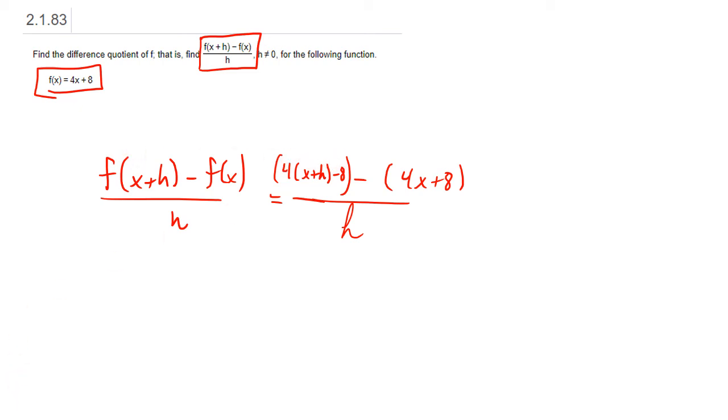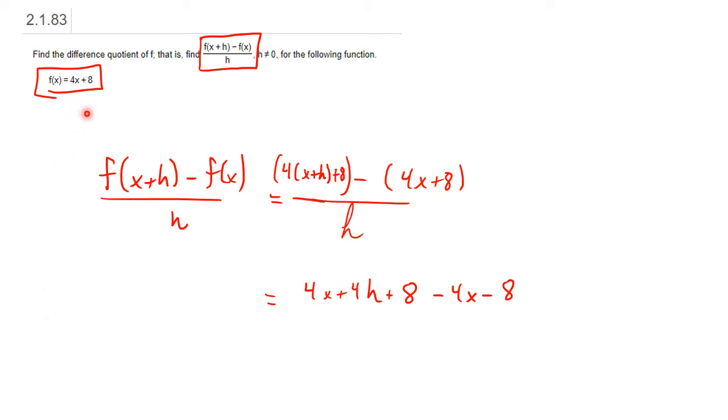Now all we have to do is distribute various minus signs and 4s. So in the numerator, for example, we have 4x plus 4h minus 8 minus 4x minus 8. Oh, sorry, this was a plus here.